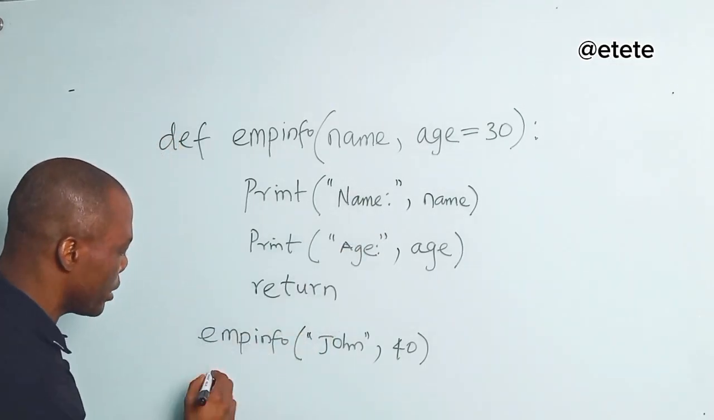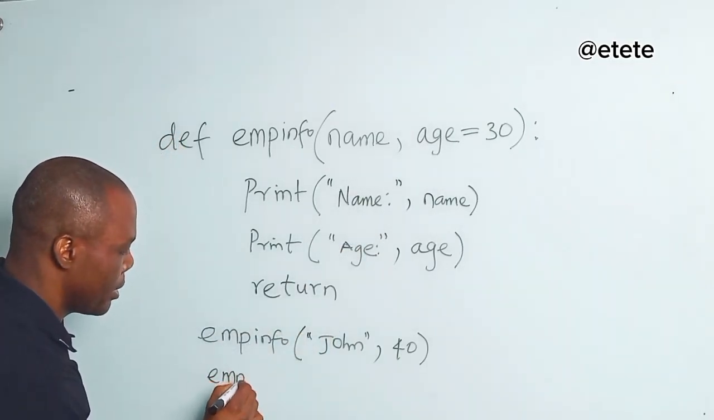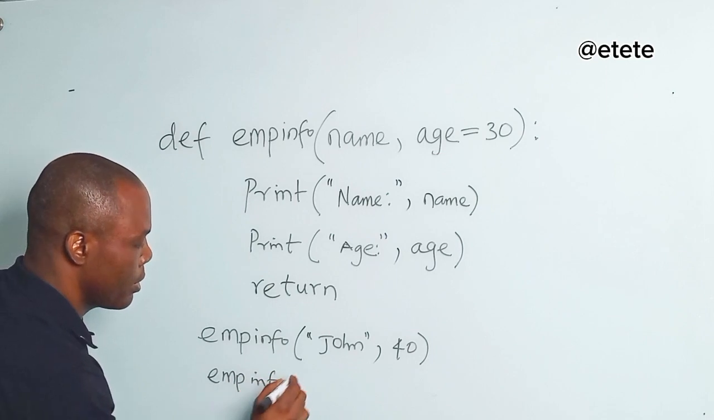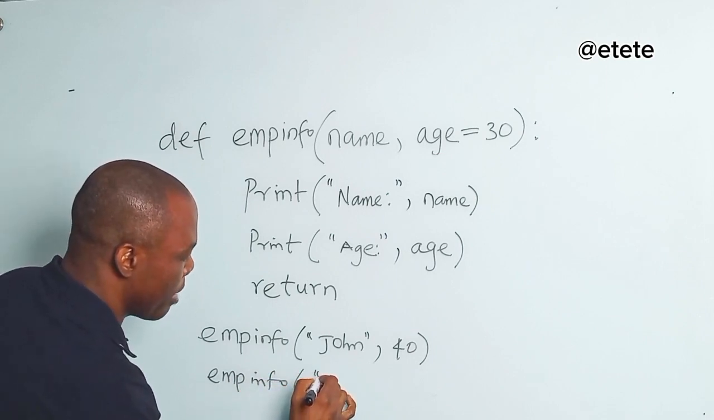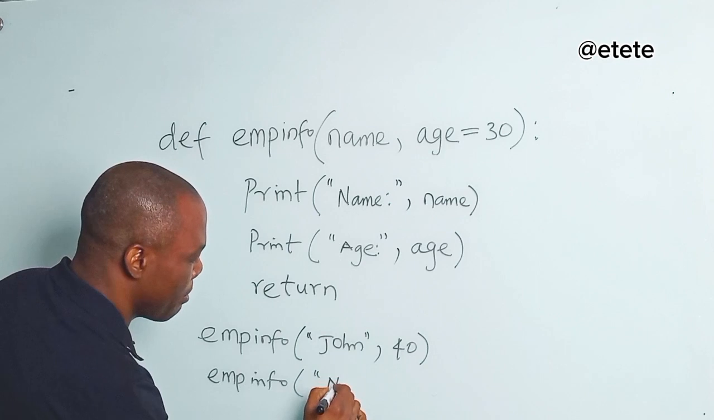Now I'm going to call this function again, emp_info, right? In this one now, I'm just going to supply Michael.